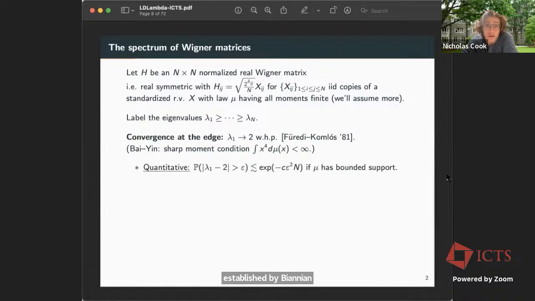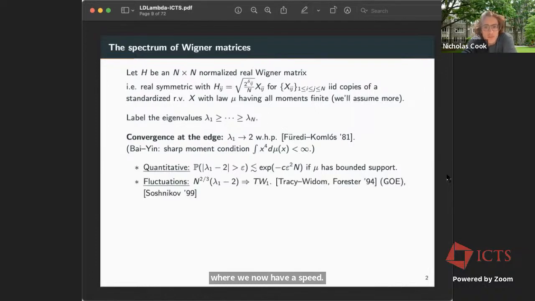Okay, so again, with Talagrand's inequality, you can get a nice quantitative tail estimate of this form where we now have a speed n. So unlike in the empirical spectral distribution case, this straightforward sort of concentration doesn't actually capture the true order of fluctuations. So it's a bit smaller. And so if you scale up by n to the 2/3, then you get convergence to Tracy-Widom law. So this was established for the GOE and then the general case by Soshnikov.